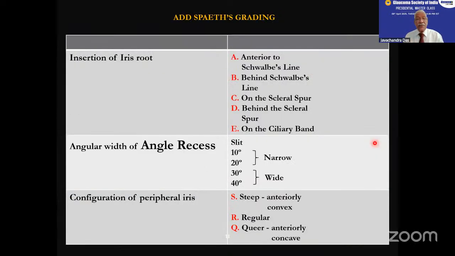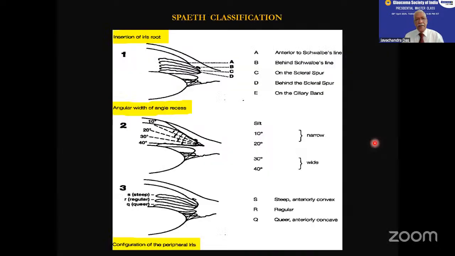I want to add 3 more parameters from the Spaeth grading classification to this present Shaffer classification. One is the insertion of the iris root. It may be at 5 different places. I'll come to that later. And the angular width of the angular recess. This point needs a little more clarification. I'll come to it later. And the configuration of the peripheral iris. These are the 3 parameters we are including. One is the insertion of the iris root. Second is the angular width of the angular recess. And third one is the configuration of the peripheral iris.